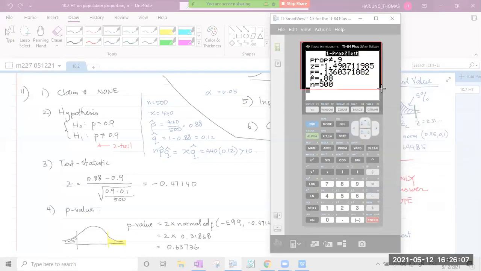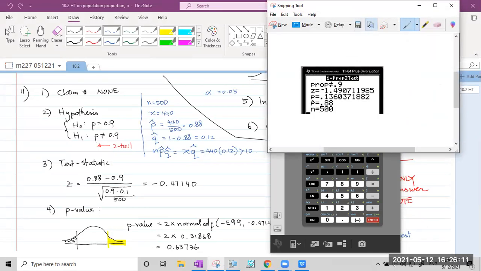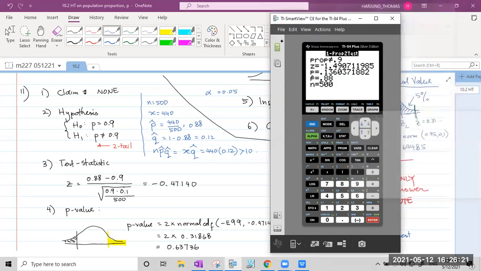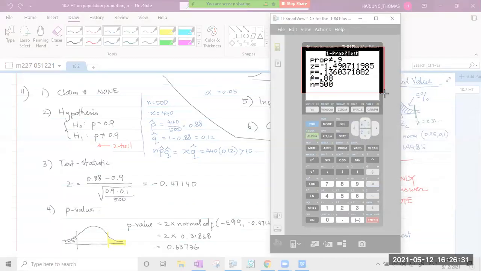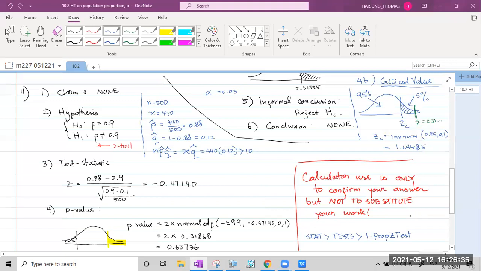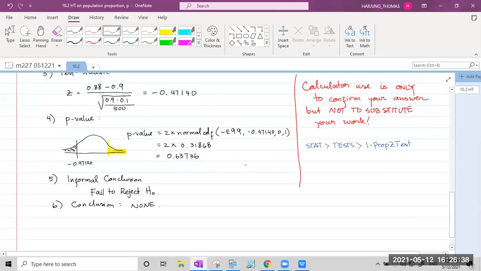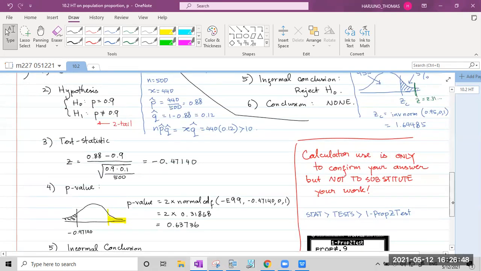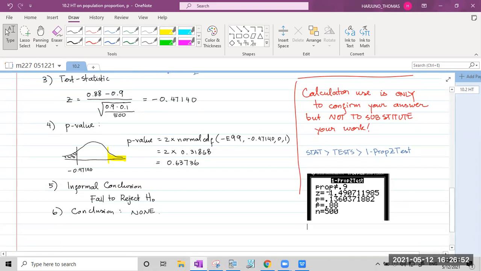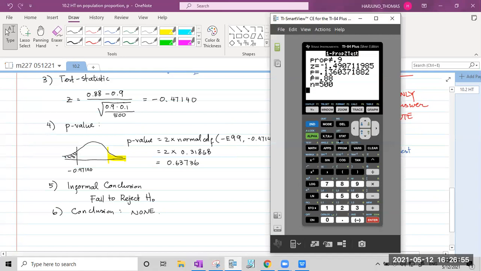This is what we get. Let me screenshot that and put it here. Hold on. Why do I get a different number? Give me a second. Why do I get a different number? My z-score is different. Let me check. Maybe I typed something wrong. You see that my z-score is 0.47 something, but their z-score is negative 1.49 something. Let me check again.